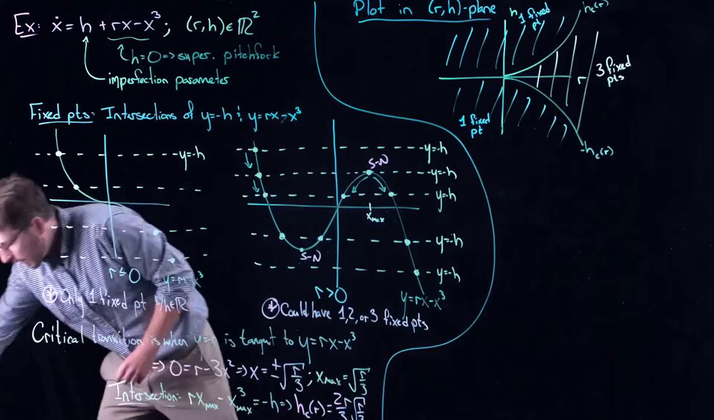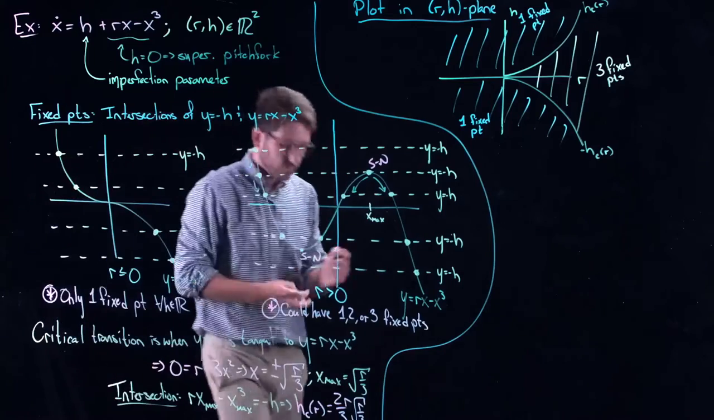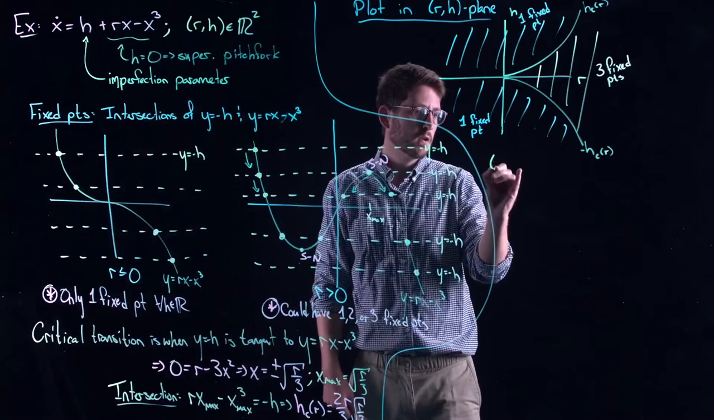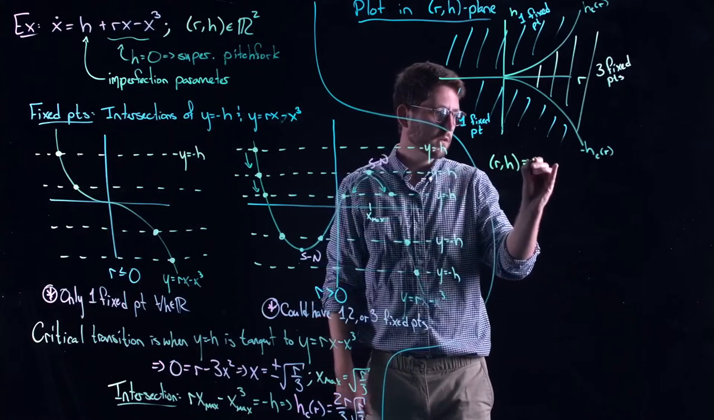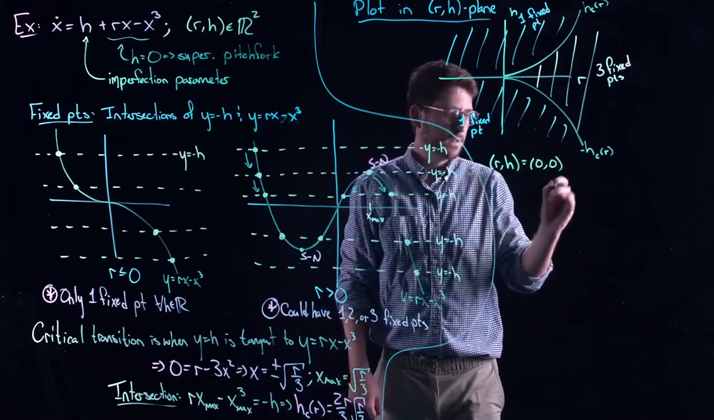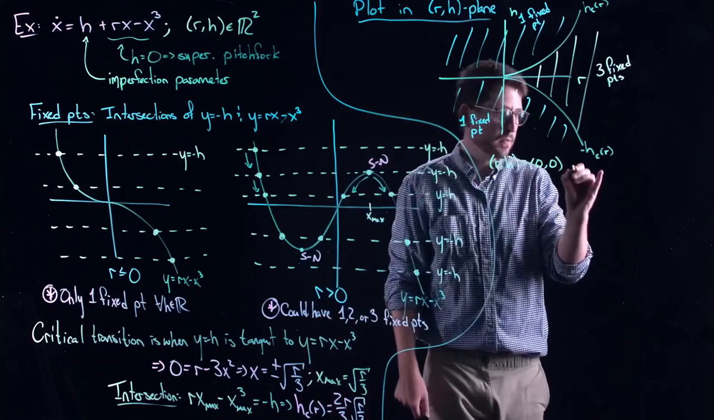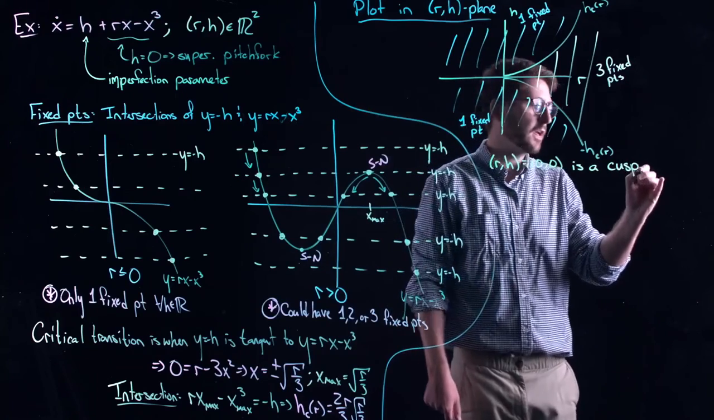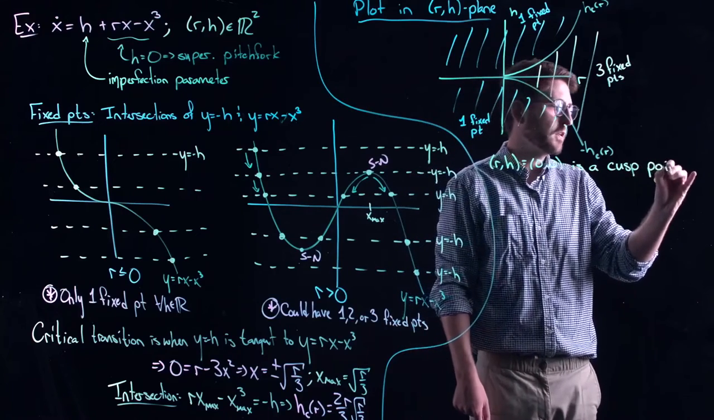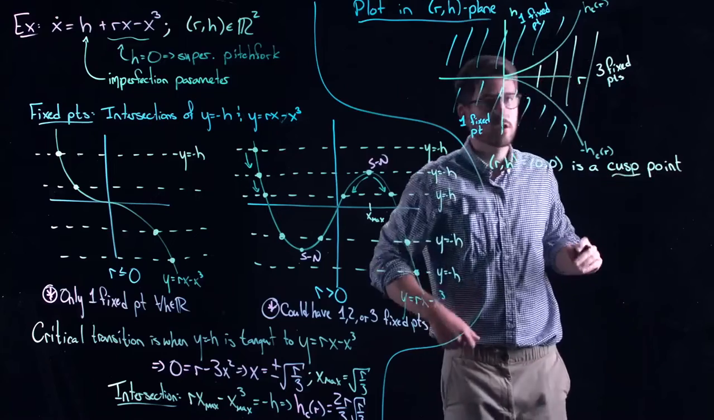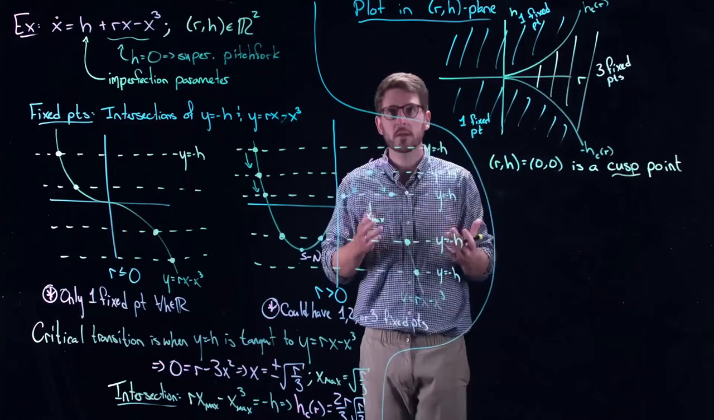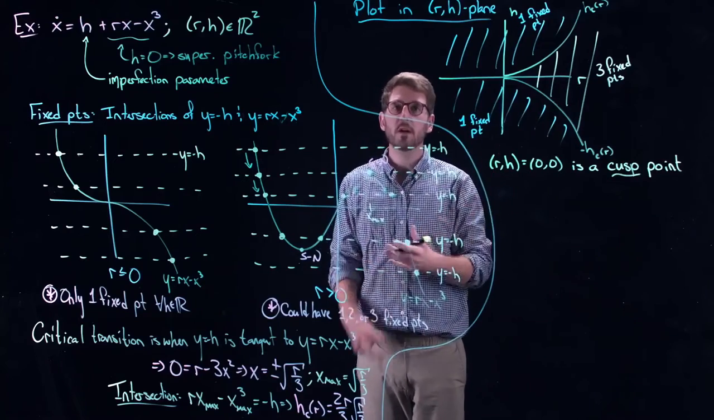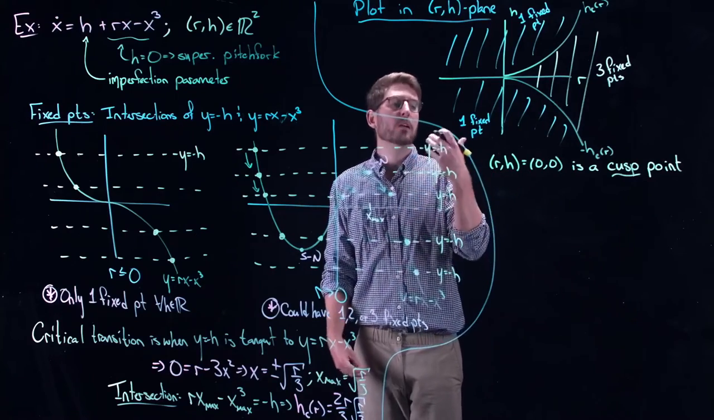And there's a lot going on in this picture. In particular, we would say, so r and h equal to zero. This thing is called a cusp point. So sometimes this will be called a cusp bifurcation, this two-parameter bifurcation. So if you're going to try and look this up, maybe on like Wikipedia or something afterwards, this would be called a cusp bifurcation. Sometimes people call it a cusp catastrophe.